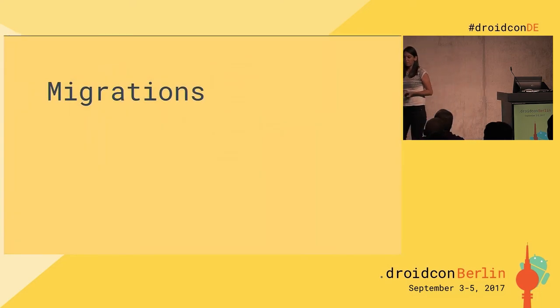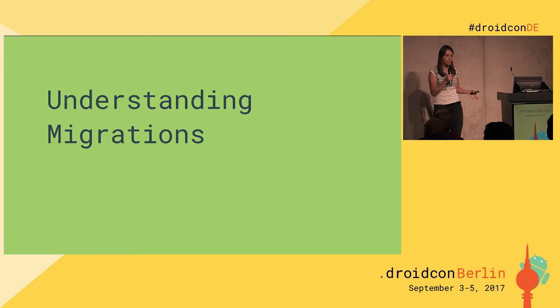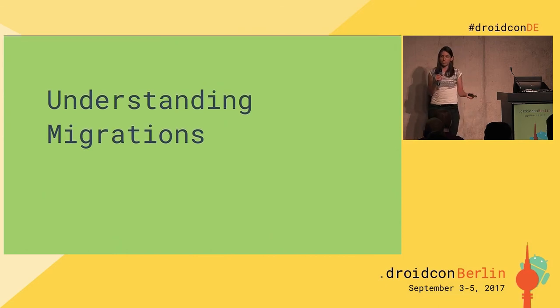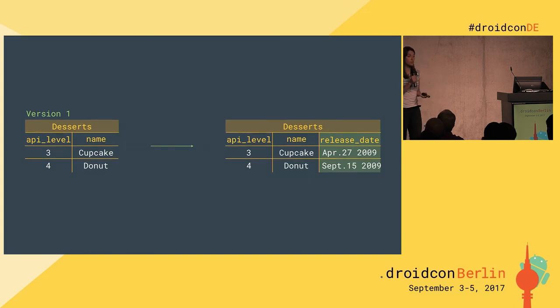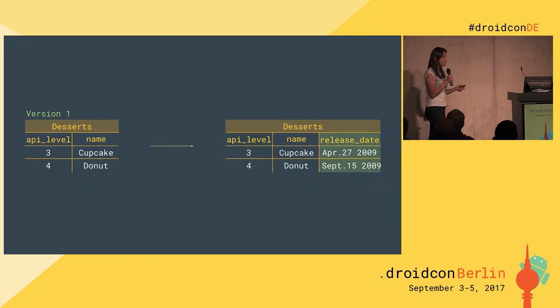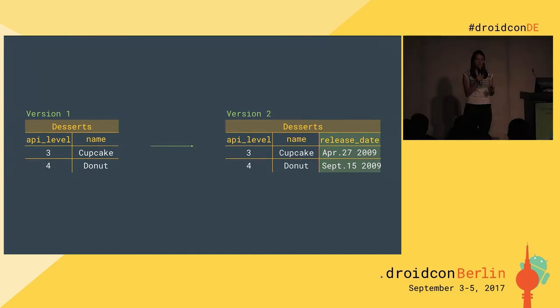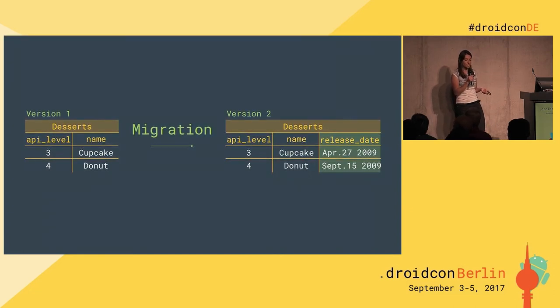OK, let's see what's going on with migrations. Let's first understand exactly what migrations are and when you need to implement one. The thing is that our applications are never static. They always evolve. They always change. And also, the way we're storing the data tends to change. So if, let's say, initially we had the API level and the name, and we also need to add another column, which is the release date, this means that the schema changes. And if the schema changes, the version of the database needs to change. And if the version of the database needs to change, you should provide a migration.